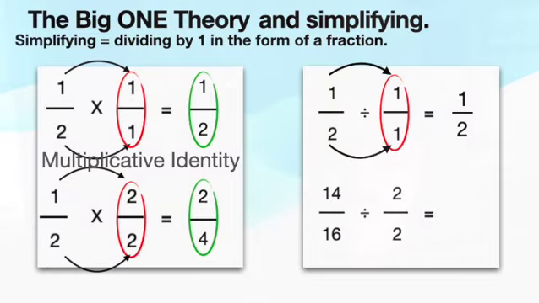So if you look at the next example, 14 and 16 are both divisible by 2. So I made a 1 out of 2, putting it as 2/2. So we're going to divide by 2/2 and you get 7/8.